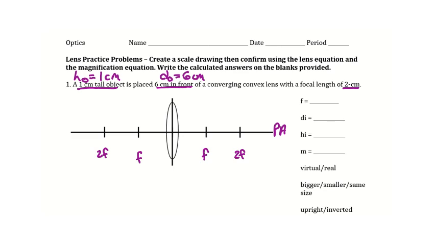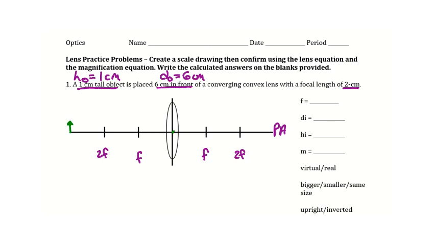So in order to do this, you need a ruler or at least a straight edge, but a ruler is really what you would want to use. So the object is 6 centimeters away from our lens. I'm going to start right here at the vertex of the lens, which is in the middle, and I'm going to measure 6 centimeters away. Now I happen to know that 6 centimeters is right at the end of the line. And I'm going to construct an object that's 1 centimeter tall.